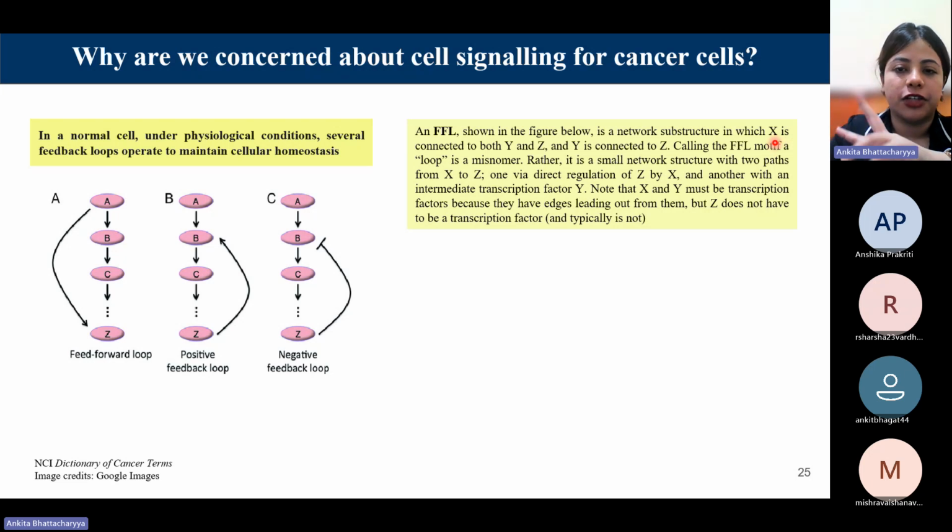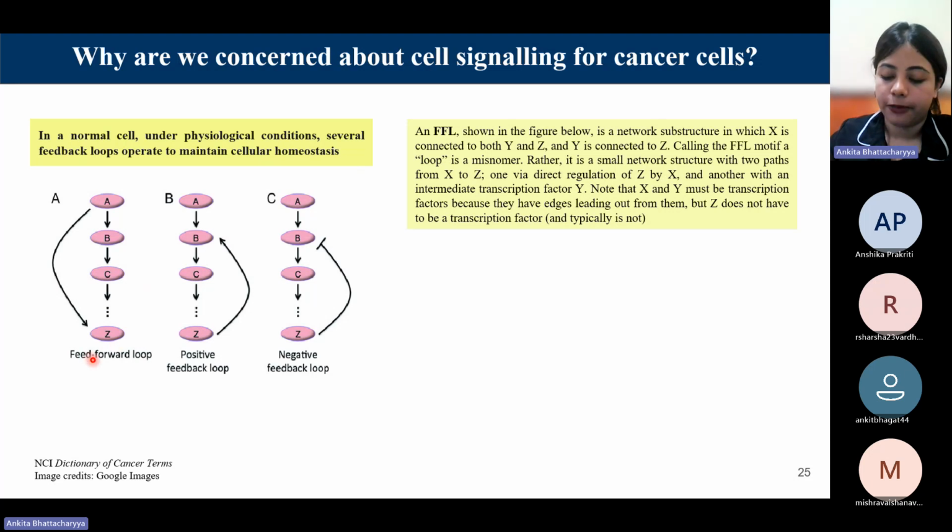Here the reference has been given differently as X, Y, and Z. Let's take A, B, and C in this case. So you have A, B, C. All of them are connected to Z. The term loop in this case is a misnomer. Instead, it has two possible pathways. One, where A regulates B, B regulates C, C regulates Z. So this is the direct regulation. The other possibility is that A can also directly regulate Z, bypassing all of these.